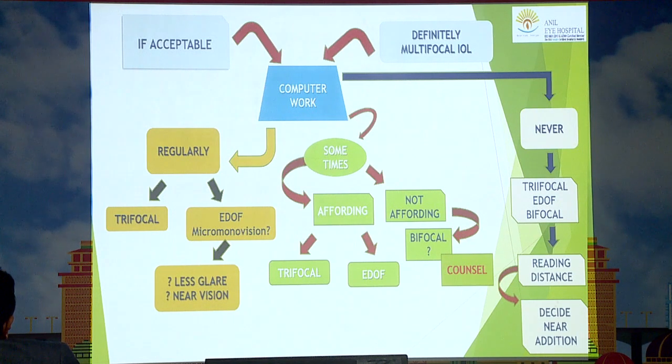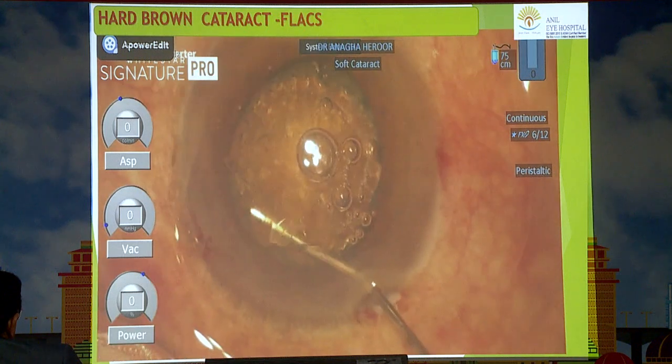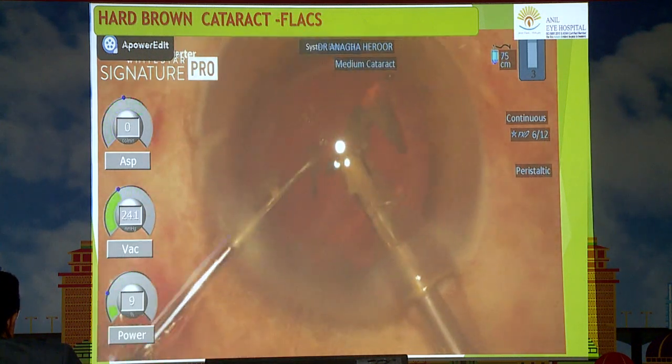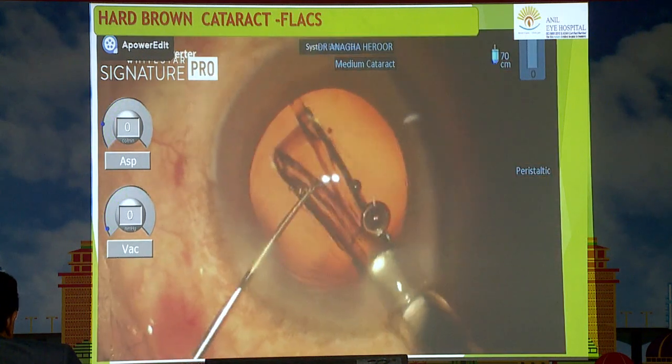And also check their reading distance before you decide what is the near add that you're going to give. Because if it's a patient who has shorter arms and does near work at a short distance, then that would require a greater addition. So even in these patients, precise surgery is also very important.